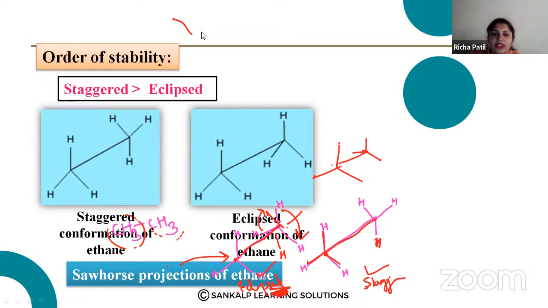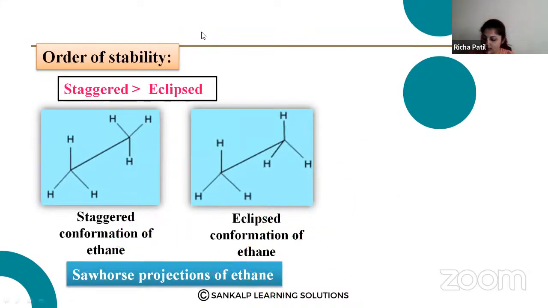Then, what is Newman projection? The same is explained in another form. First we'll see the order of stability. Staggered is always more stable, then eclipsed. The staggered form is stable, then your eclipsed. What I had drawn here is a staggered formation, and this is an eclipsed formation of ethane.